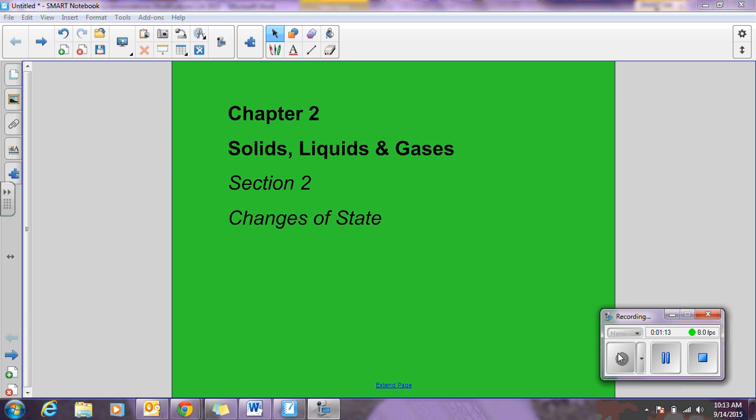Melting. The change in state from a solid to a liquid is called melting. In most pure substances, melting occurs at a specific temperature called the melting point. Because melting point is a characteristic property of a substance, chemists often compare melting points when trying to identify an unknown material. The melting point of pure water, for example, is 0 degrees Celsius.